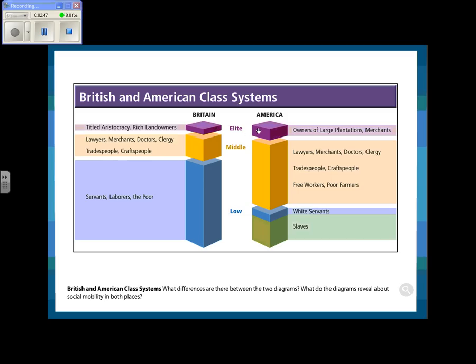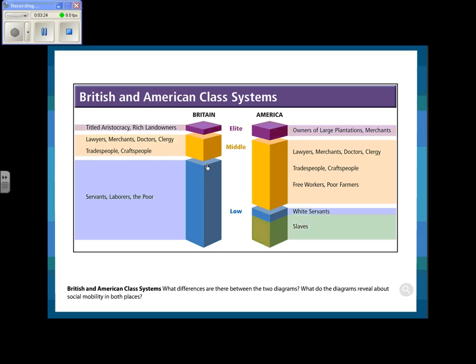In America, you have a much larger elite class. These are your large plantation owners, your large merchant class in New England and the middle colonies. In Britain, probably less than a fourth, probably closer to a fifth of the people would be in the middle class: lawyers, merchants, doctors, clergy, tradespeople, craftspeople. In America, a much larger percentage of the population is in this middle class, made up of pretty much the same people, but we also have free workers and poorer farmers, because so many more people own land, they could be considered the middle class. They also had voting rights because they owned land.